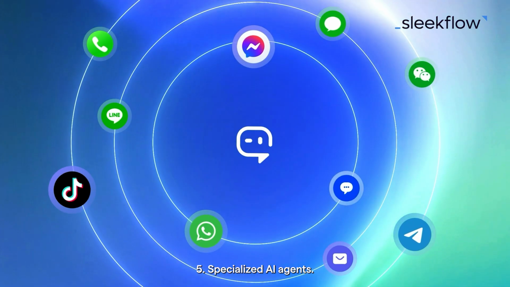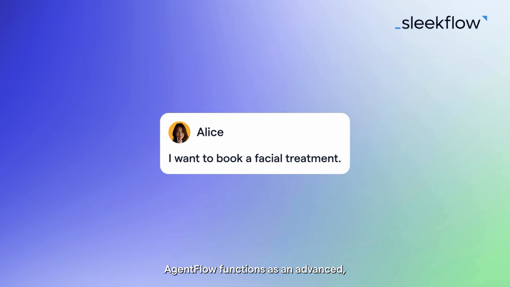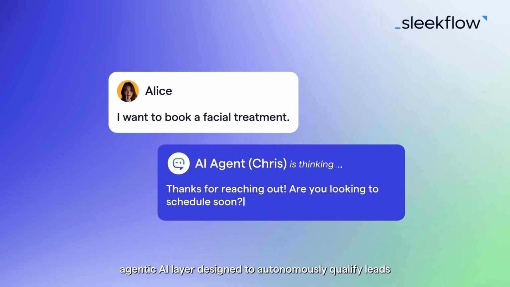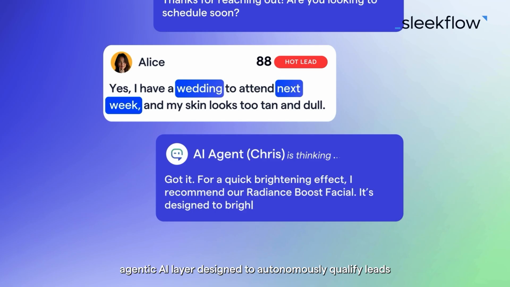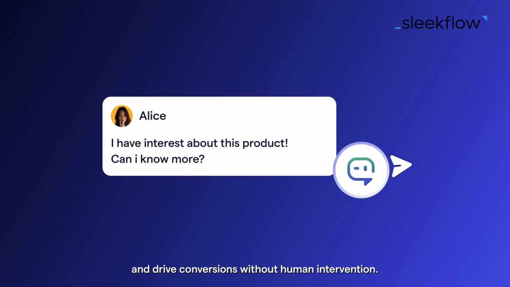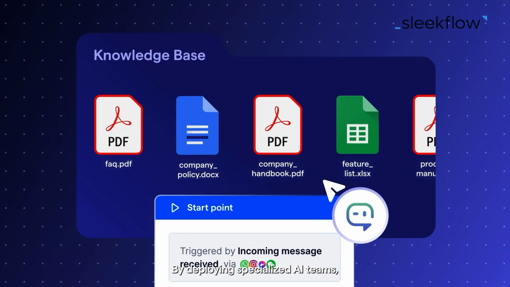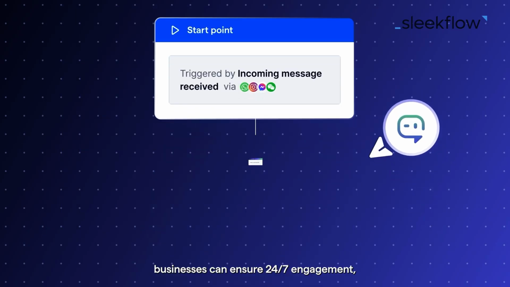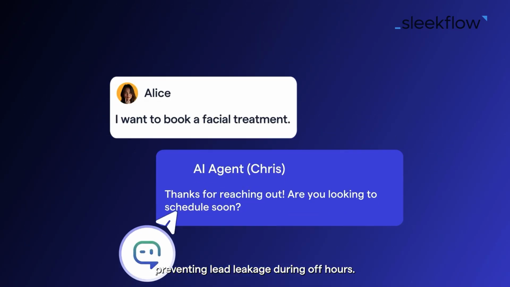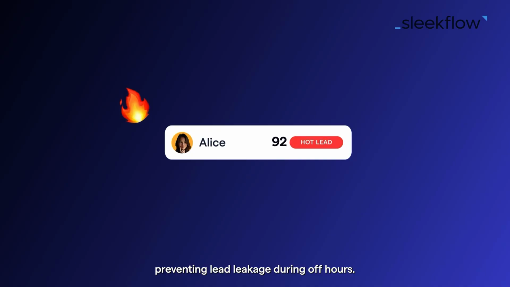5. Specialized AI agents. Agent Flow functions as an advanced agentic AI layer designed to autonomously qualify leads and drive conversions without human intervention. By deploying specialized AI teams, businesses can ensure 24/7 engagement, preventing lead leakage during off hours.